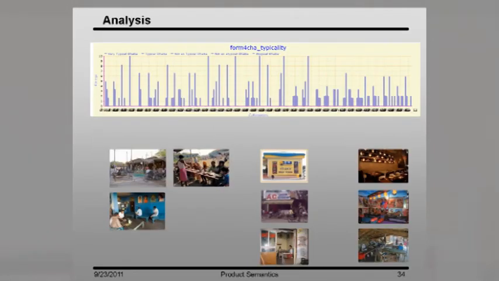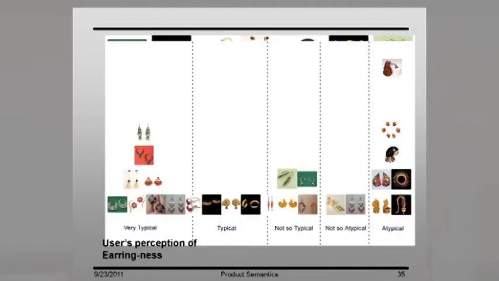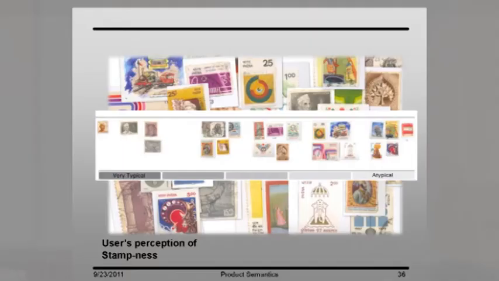So when we converted this into a map from typical to atypical, this is what happened. Very typical had to have a certain description. All of them had that jhumki, or I don't know what it's called, that type of thing. And everything that was circular was considered atypical. Now this is of course over just a short sample of 30 people, so it just tells you the user's perception of it.